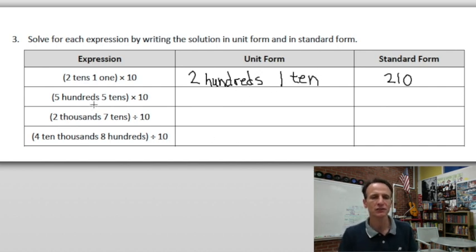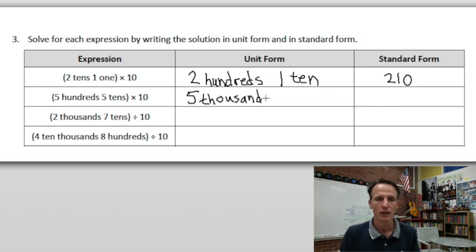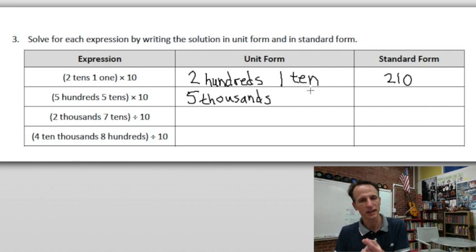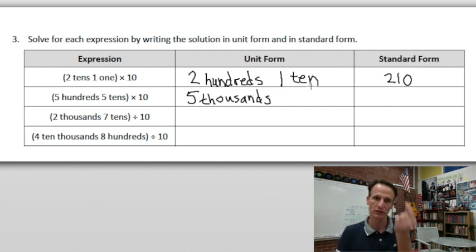Same thing here, 5 hundreds times 10. Well, 5 hundreds, move them up a place. What comes after hundreds in the place value chart? You've done enough of these, yes, thousands. Now you see why we kept labeling that place value chart, so you can be ultra slick with this. And those 5 tens times 10. What comes after tens? We're multiplying, it's moving up a place. 5 hundreds.